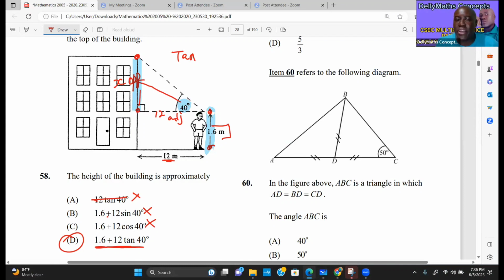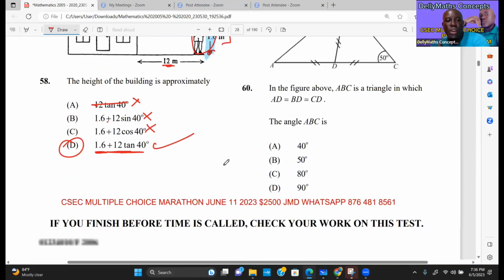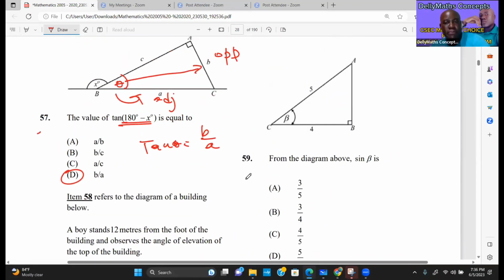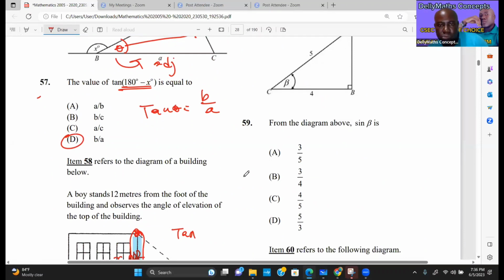I have realized that I'm going to use tangent to find this part. And then I need to add the height of the boy. So when I see that, I pick that. And this is how you do your multiple choice. It's not like you need to work down anything. You work it and you're going to stop after you see what you're looking for.